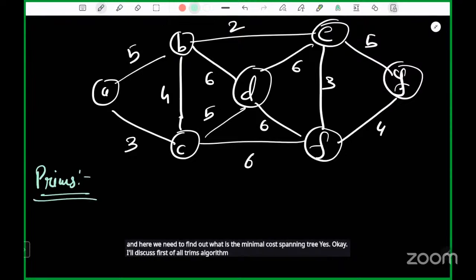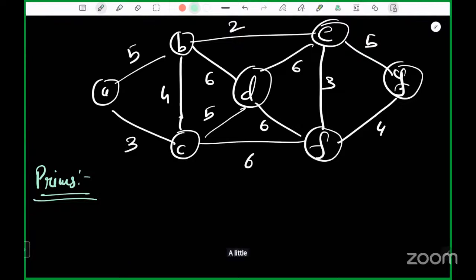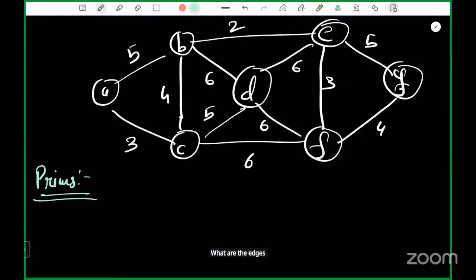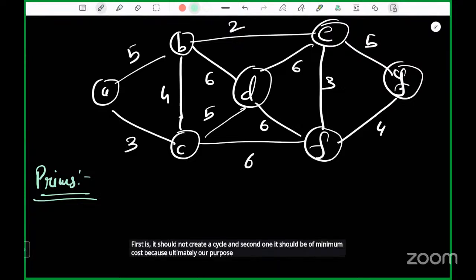The processes of these two algorithms are a little different. In Prim's algorithm, first you have to select the root of the tree and then you have to grow the tree. Growing the tree means you have to select the branches of the tree. What edges do we select as branches? We have to consider two conditions. First, it should not create a cycle, and second, it should be of minimum cost, because ultimately our purpose is to find the minimal cost of the spanning tree.